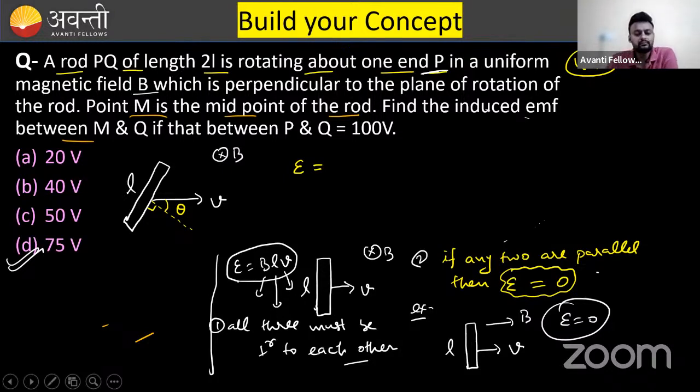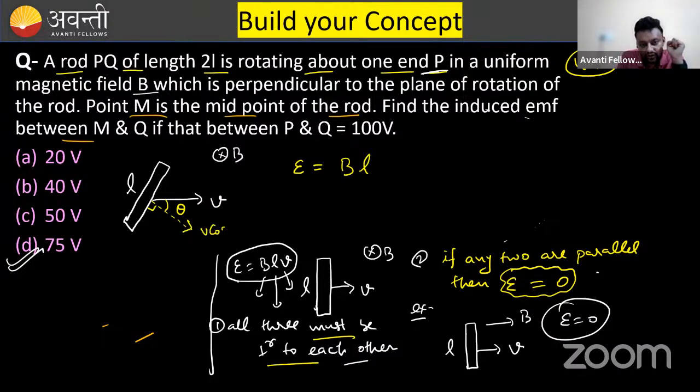Anyone? VBL cos theta. Gandhinagar is saying VBL cos theta. Very good. What I told you is that these three quantities must be perpendicular to each other. Now you can see that magnetic field and length are already perpendicular. But for the calculation, B is the magnetic field, L is the length, but the velocity you should take perpendicular. So perpendicular velocity, if you take component, this component will be V cos theta and this component will be V sin theta.